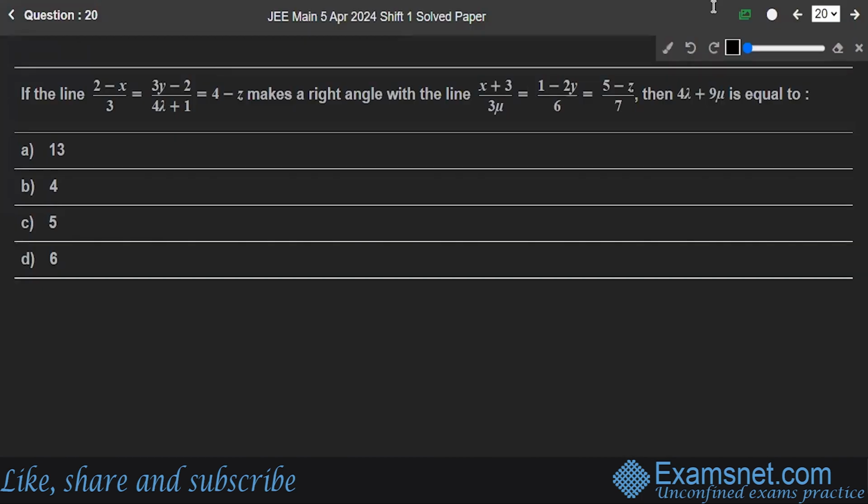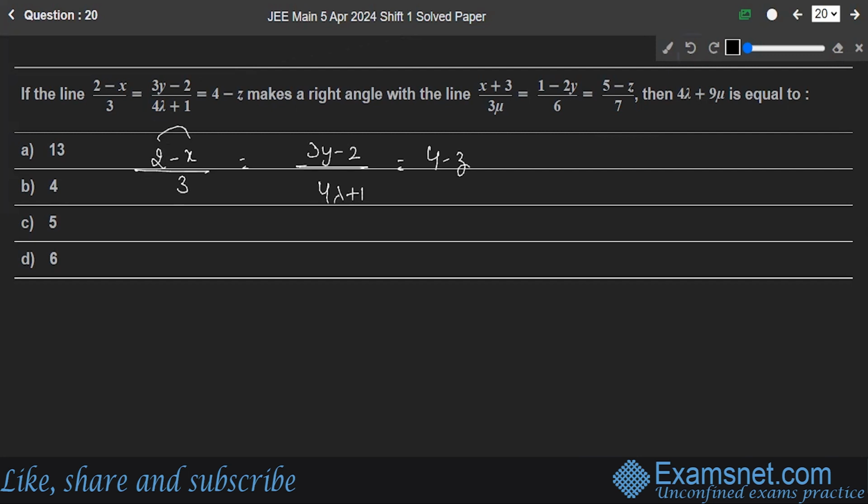Question number 20, if the line (2 minus x) upon 3 is equal to (3y minus 2) upon (lambda plus 1) is equal to this, makes a right angle with this line, you have to find the value of 4 lambda plus 9 mu. So this is (2 minus x) upon 3, (3y minus 2) upon (4 lambda plus 1), 4 minus z. This is the line. So let's make it correct.